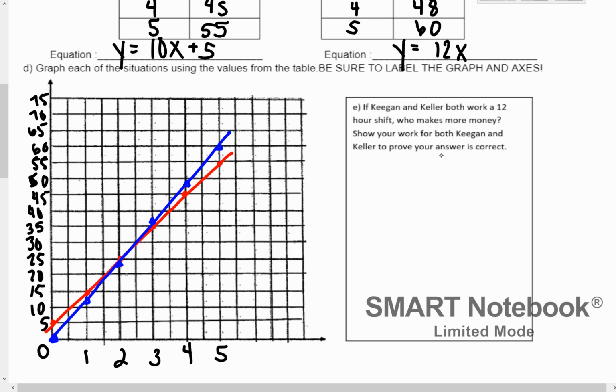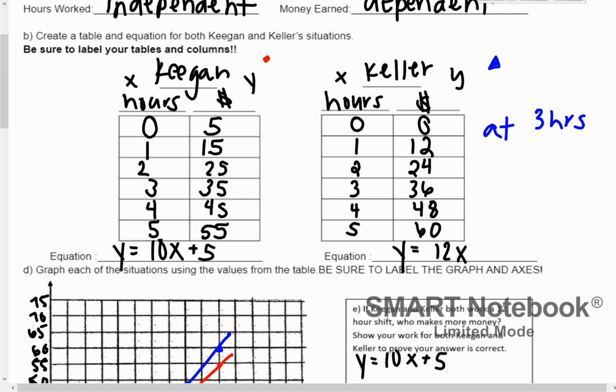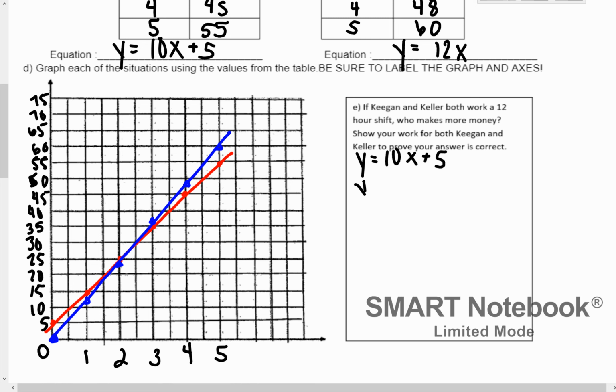They might also ask you an extension question, like letter E is asking, if Keegan and Keller both work a 12-hour shift, who makes more money? So we are going to use our equation. Keegan's is y equals 10x plus 5. Remember, x is equal to the number of hours they work. So to find out how much money Keegan would make, we just plug in 12 hours for our x to solve. Oop, that's a plus, not a times. In our order of operations, we'd have to do that multiplication first. So 10 times 12 is 120, plus 5. So Keegan would make $125.